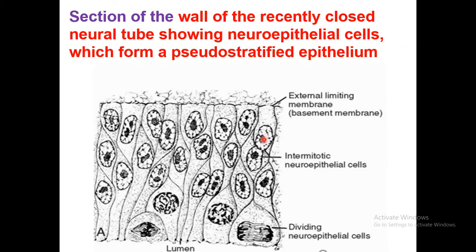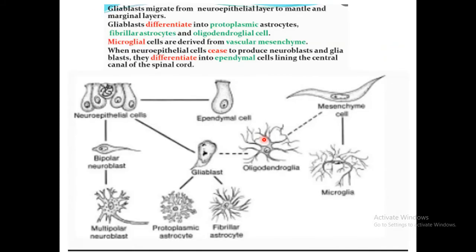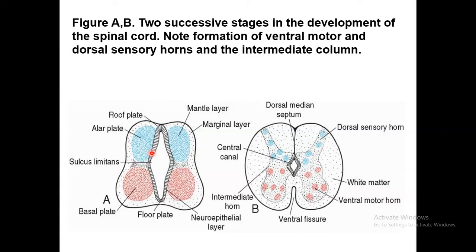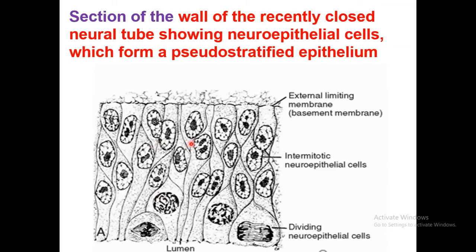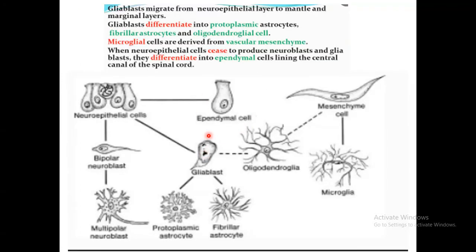This is the epithelium. I have already told you in my previous lectures that the cavities of the brain, meaning the ventricles, are lined by ependymal cells which are columnar in shape. These ependymal cells will proliferate and give rise to pseudostratified epithelium. These cells are now known as the neuroepithelial cells. The next question asked in the examination is to name the neuroepithelial cells. These are the neuroepithelial cells.